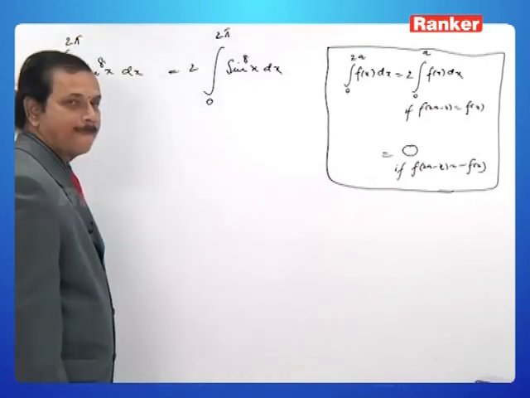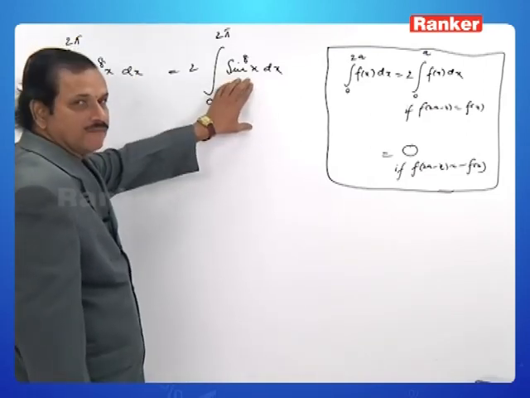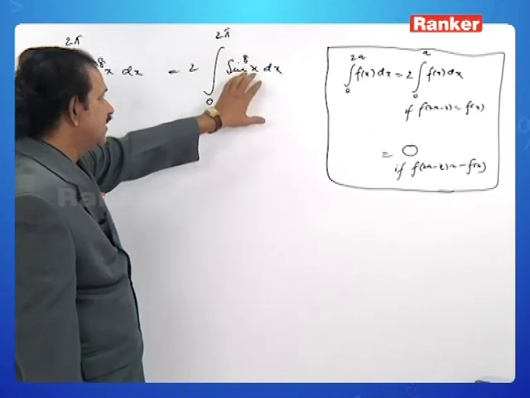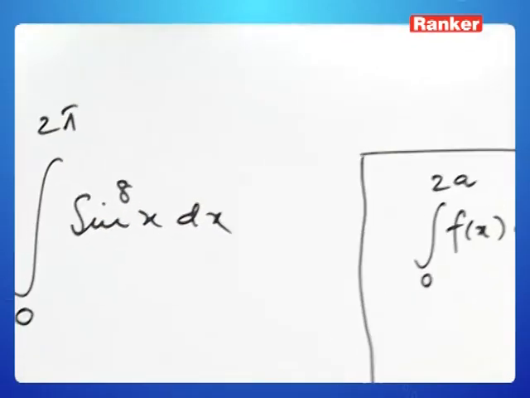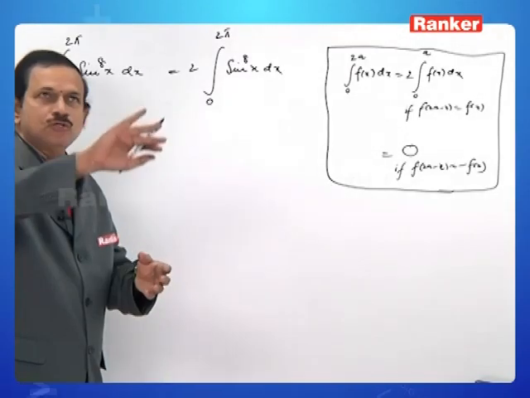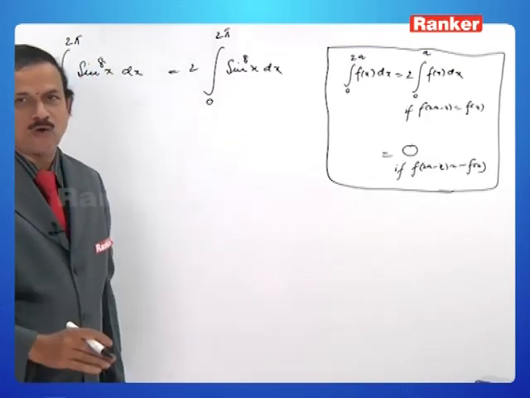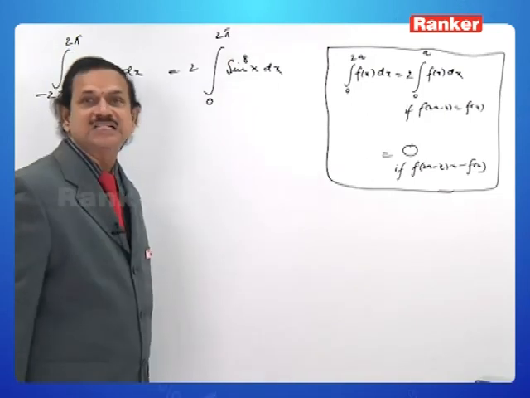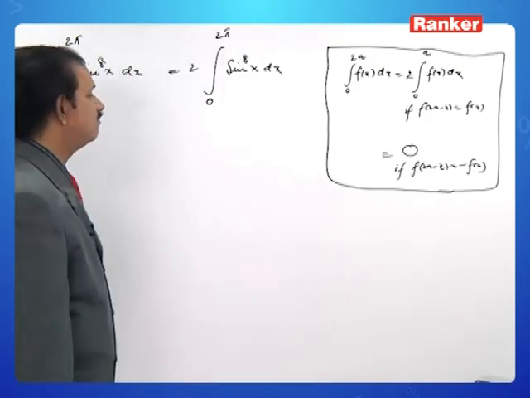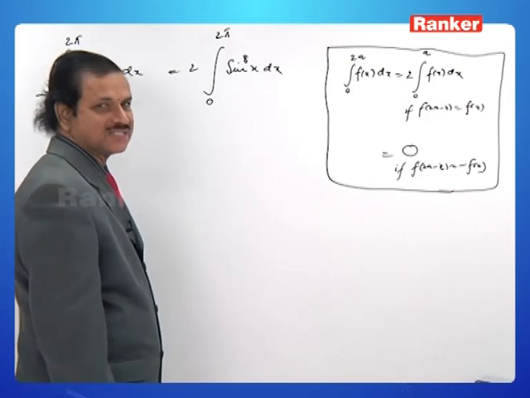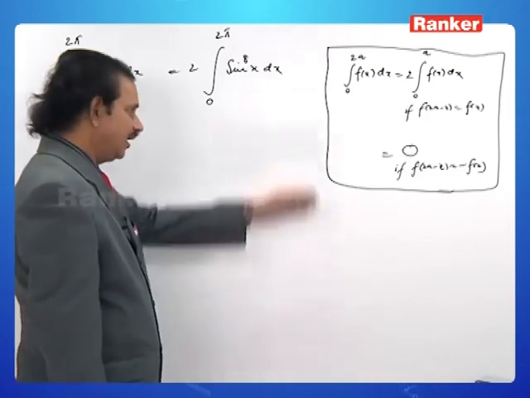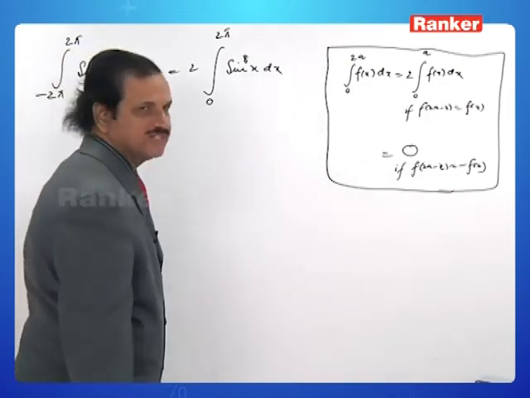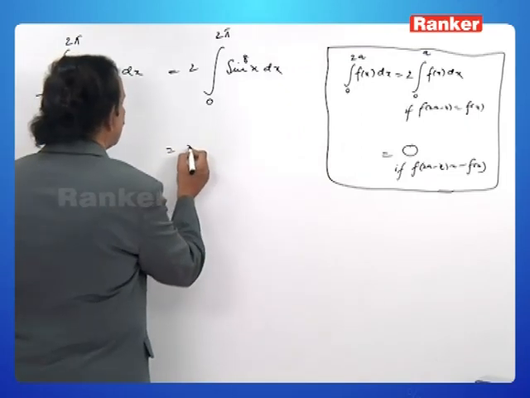Come on. You call this f of x, f of 2a minus x. Sine of 2 pi minus x. What is that? Sine of 2 pi minus x, it is in the fourth quadrant, minus sine x. But you see, luckily we have the exponent 8. Hence, f of 2a minus x is f of x. So, which case is to be applied here? Either the first case or second case? The first case. Hence, we can get 2 out.